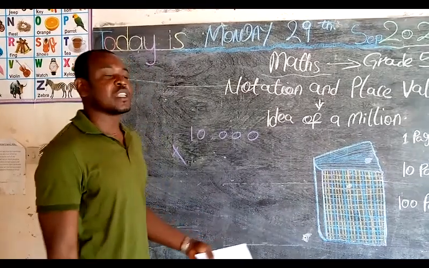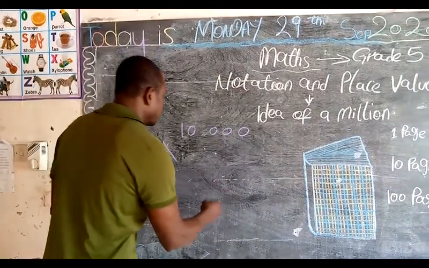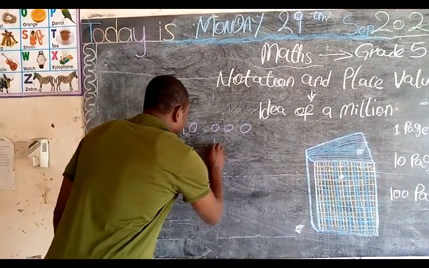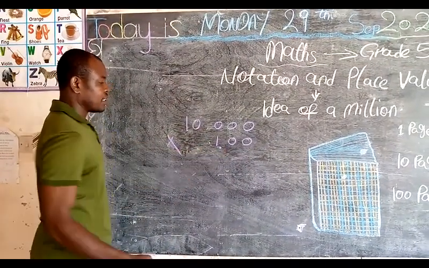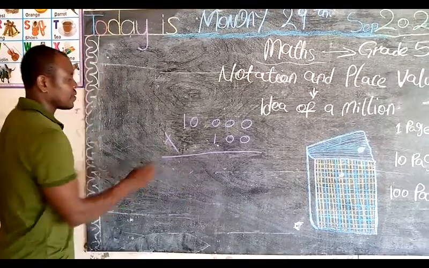How many small squares are we going to get? Let's look at it. 100 pages. You write your 100. You see, 10,000 times 100. Now let's see how it goes.